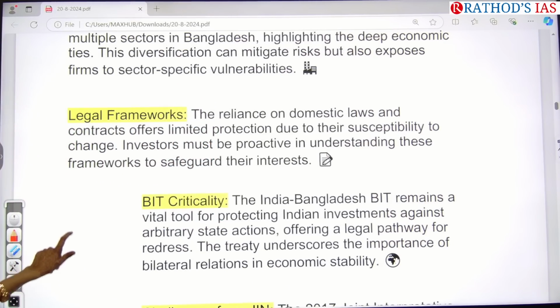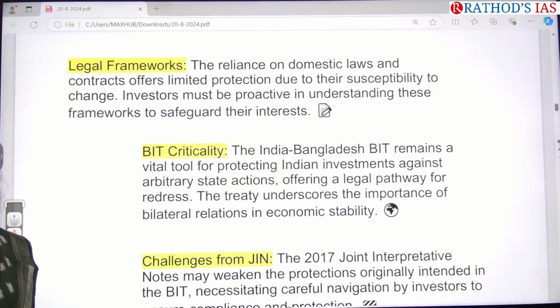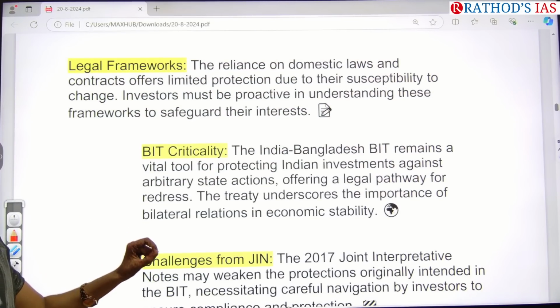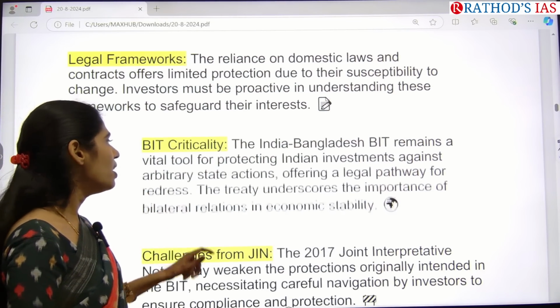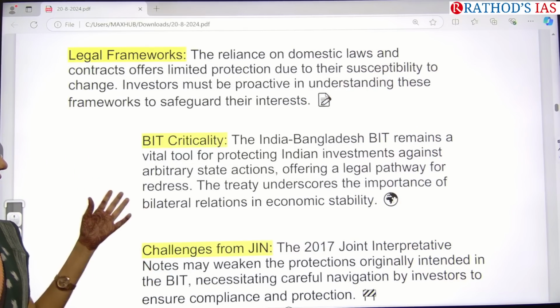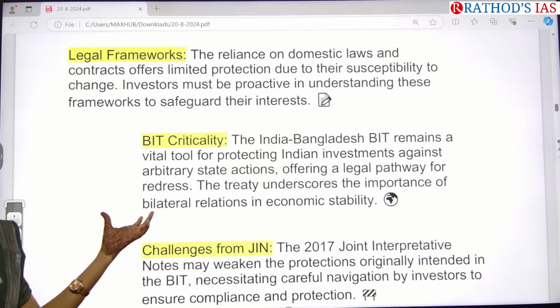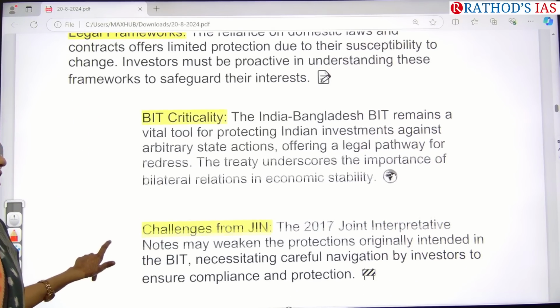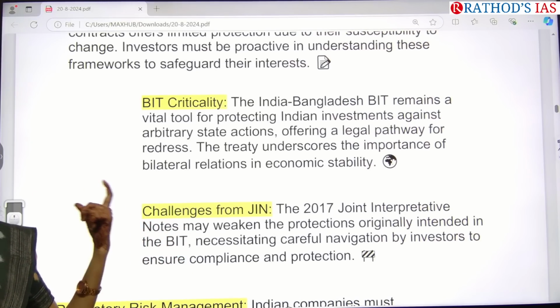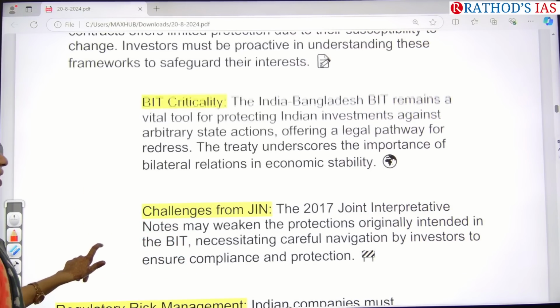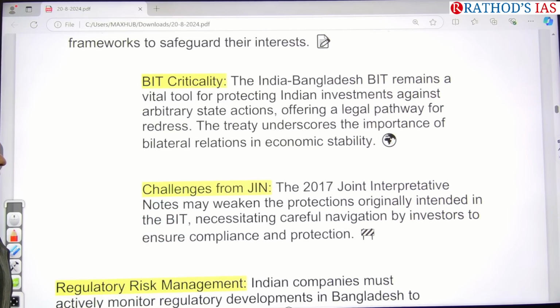And next, we already had the bilateral investment treaty, BIT, between India and Bangladesh. It is protecting our Indian investors in Bangladesh, but actually we came up with an amendment to that bilateral investment treaty in 2017, which is called the joint interpretive notes.